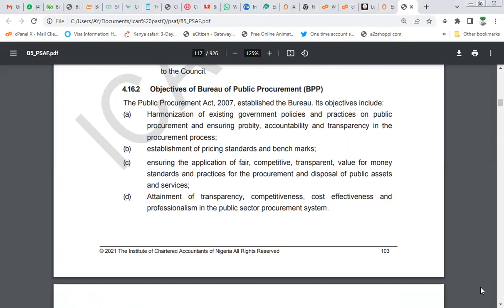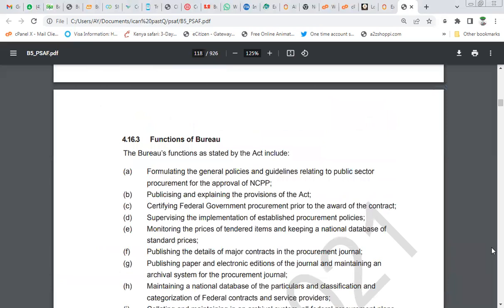B, establishment of pricing standard and benchmark. So for every government contract, there must be a pricing standard, so that you do not have over inflation. Then we have attainment of transparency, competitiveness, cost effectiveness, professionalism in the procurement system.